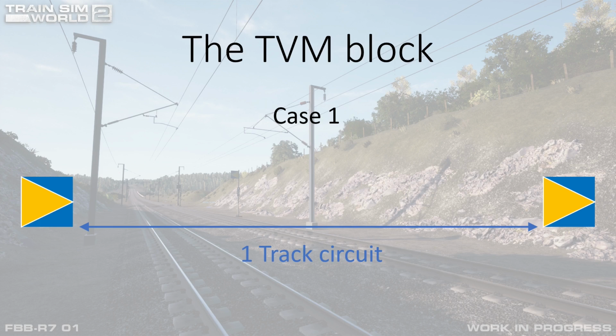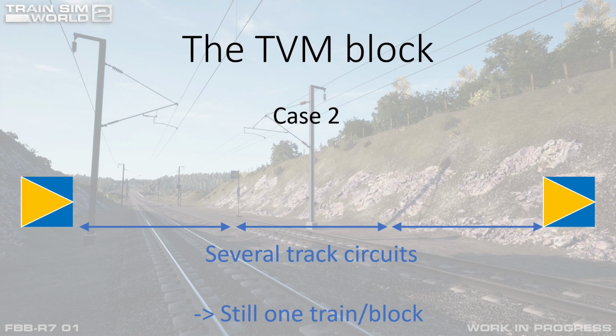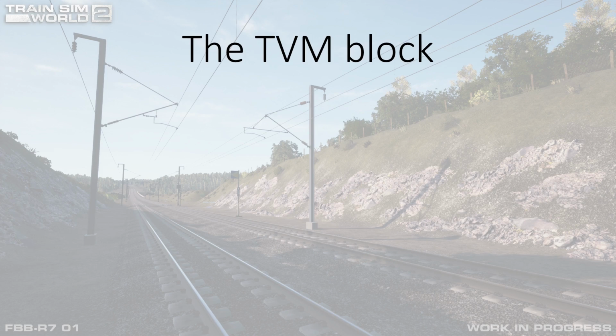Why do I say that? Because there is a second case in which there are several track circuits between two TVM markers. So, several track circuits for one block. This is important to know for later, but before that, it's important to remind that in theory, you should still have one train per block, no matter the number of track circuits on that block. So let's talk about why this is important.